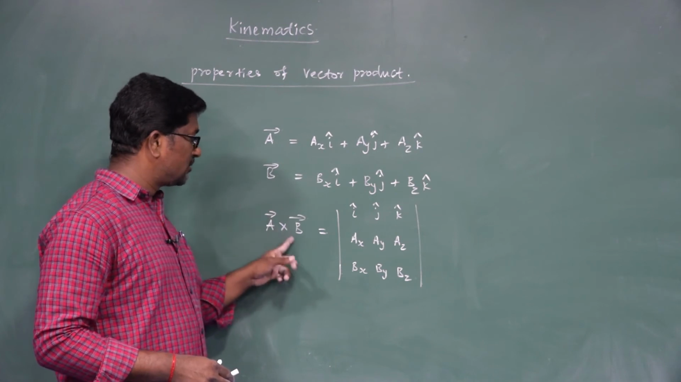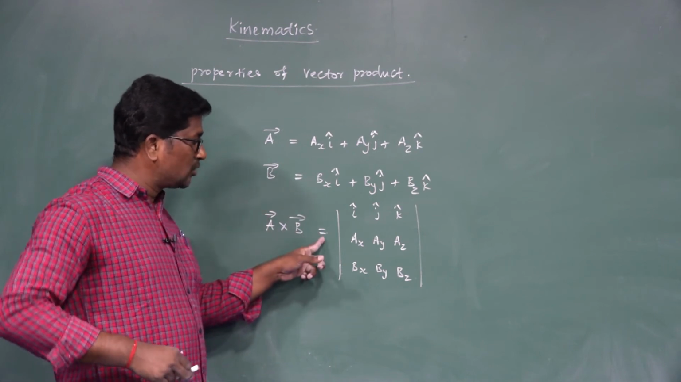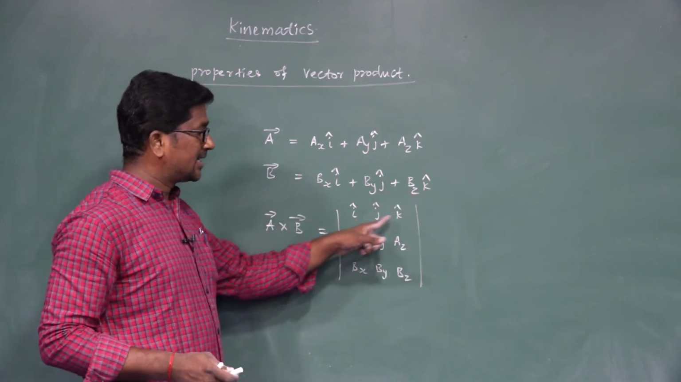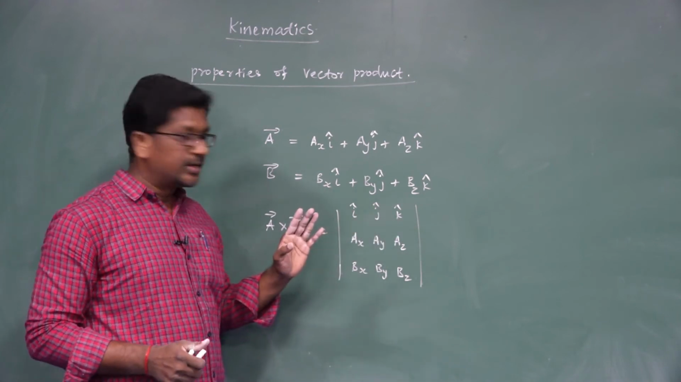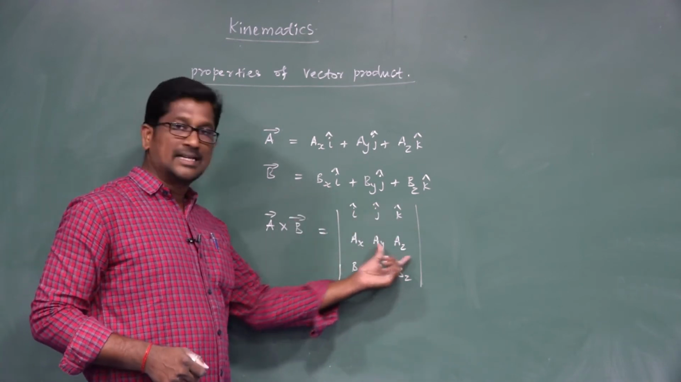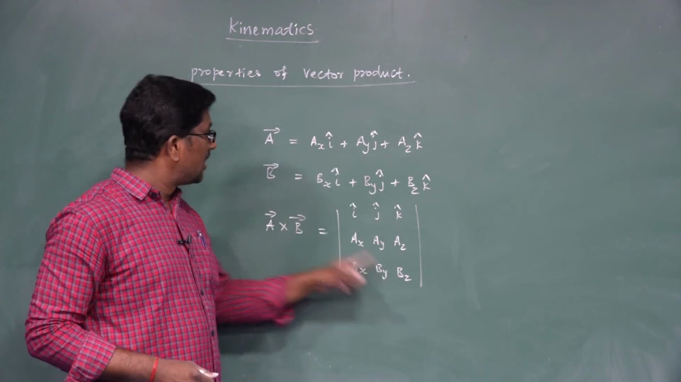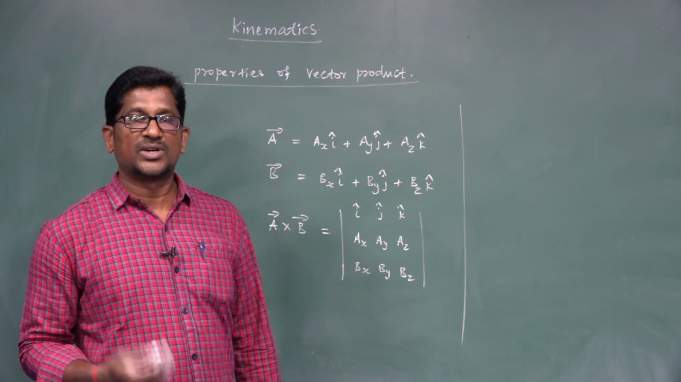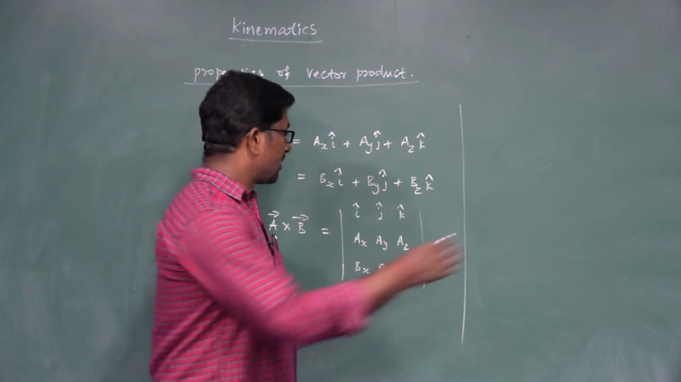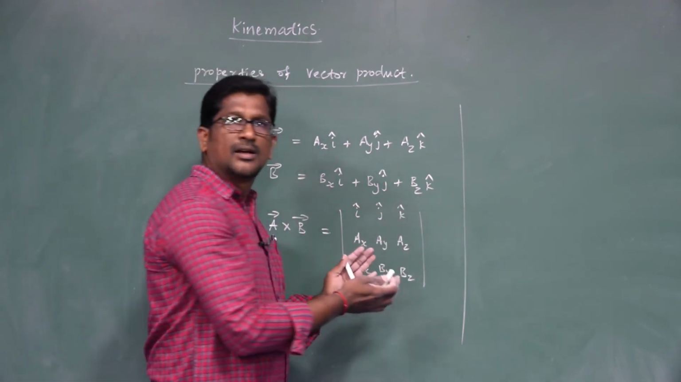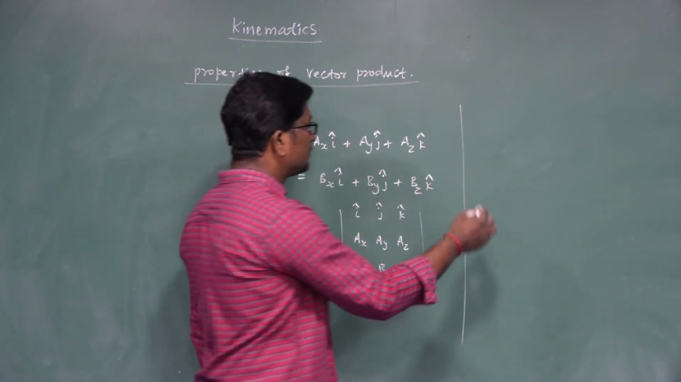So A vector cross B vector in component form is equal to the matrix form: i cap, j cap, k cap, these three are orthogonal unit vectors; Ax, Ay, Az, these are scalar components of A vector; Bx, By, Bz, scalar components of B vector. Further simplification, right? Already you know the concept of a matrix.